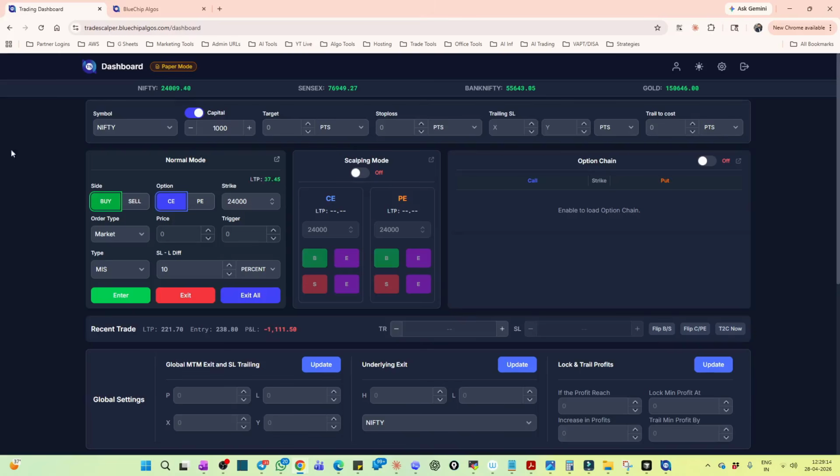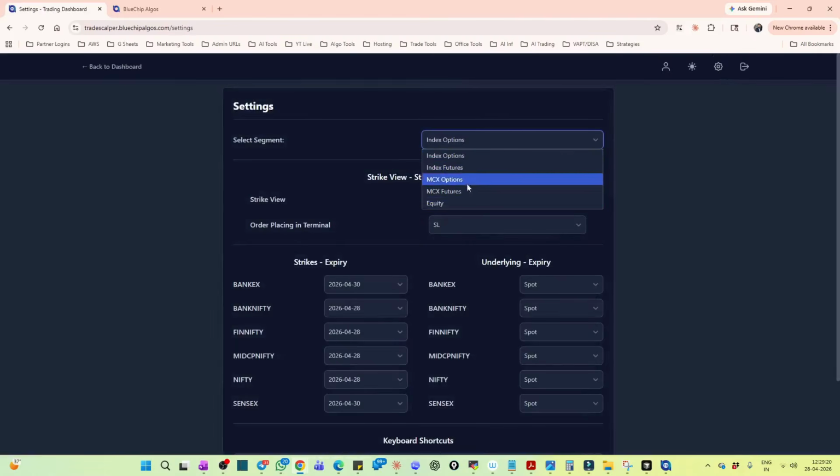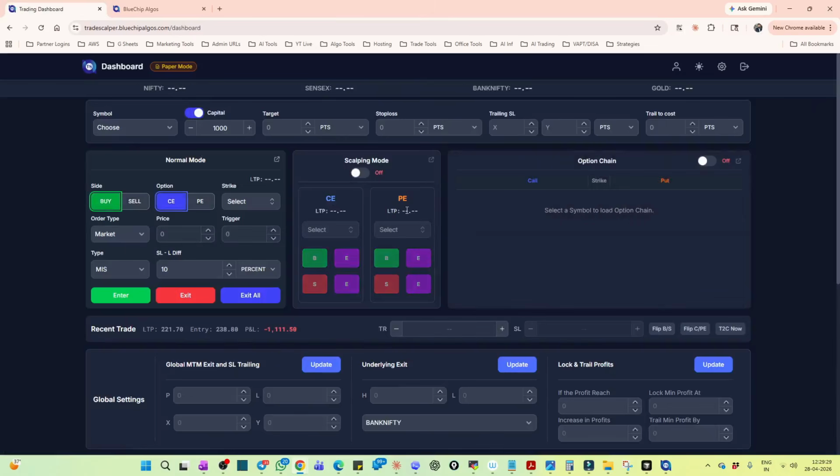All right, so as I mentioned, this is a web version of Trade Scalper. Before I begin, just understand that you can trade in any segment using this tool, like index options, futures, and we even support MCX and equity. All these things are available in this Trade Scalper web version. We will go block by block because there are a lot of things that we have to discuss.